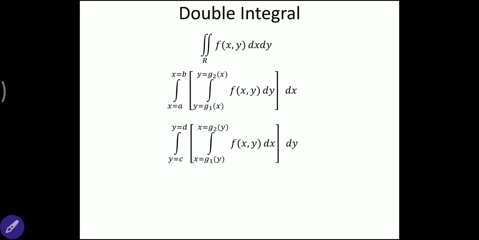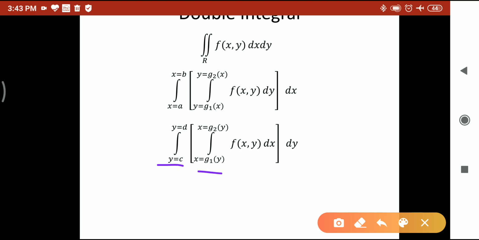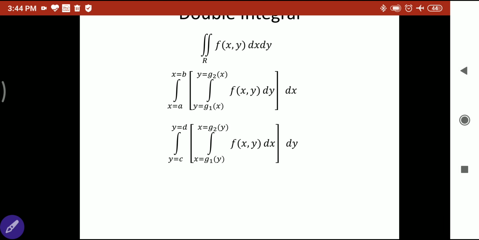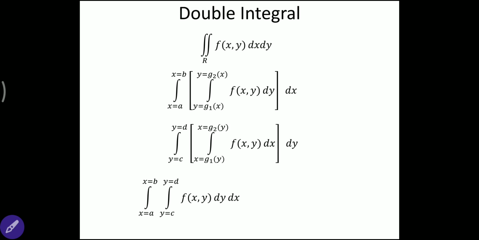Now the second kind of case is where the limits of y are constant and the limits of x are variables. The limits of x are in terms of y, and the limits of y are constant. So what we have to do is integrate with respect to x first and then with respect to y.